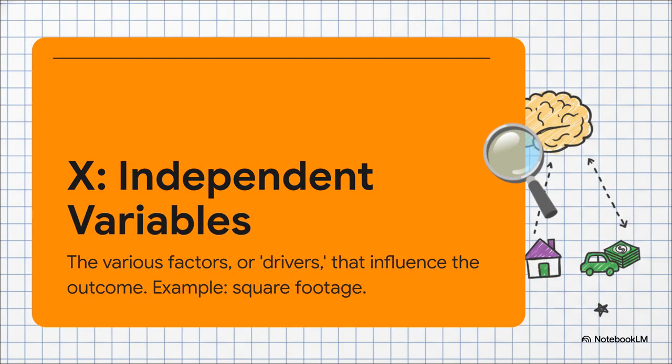Next, you've got your x's. These are the independent variables, the inputs, the causes, the drivers. For our house, the x's are things like the number of bedrooms, the square footage, the age of the house. They're all the ingredients that influence the final outcome.